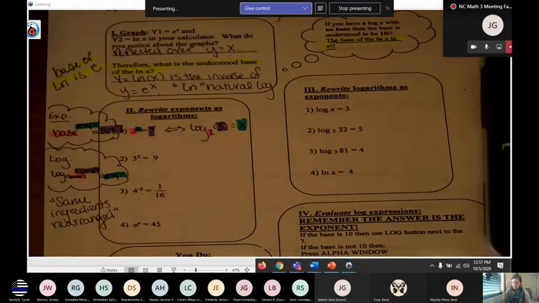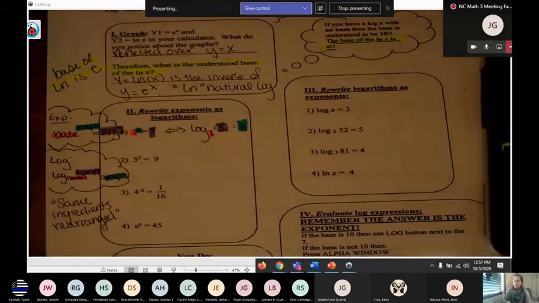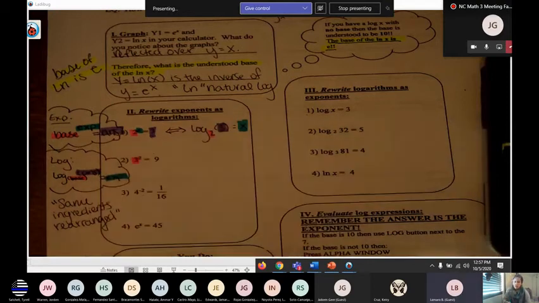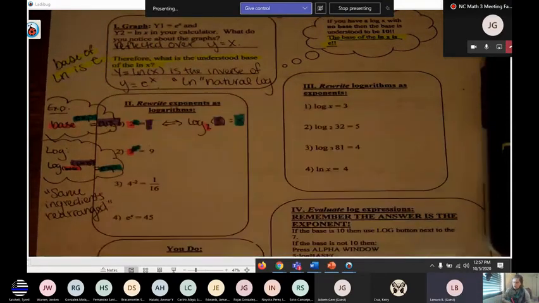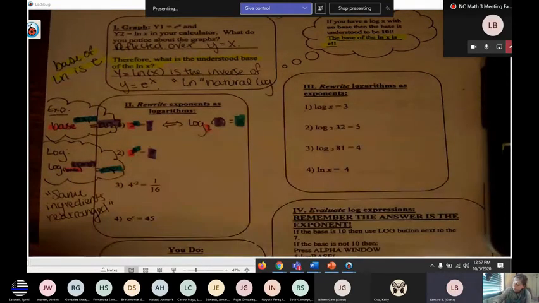Jarrell, are you here? Lamero. Yeah. Okay, so can you identify the base, the exponent, and the answer for me in number 2? Okay, the base is 3. Perfect. The exponent is 2. Perfect. And the answer is 9. Perfect. So how am I going to rewrite this as a logarithm?